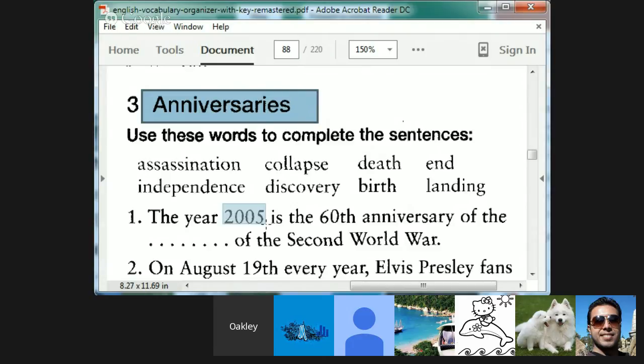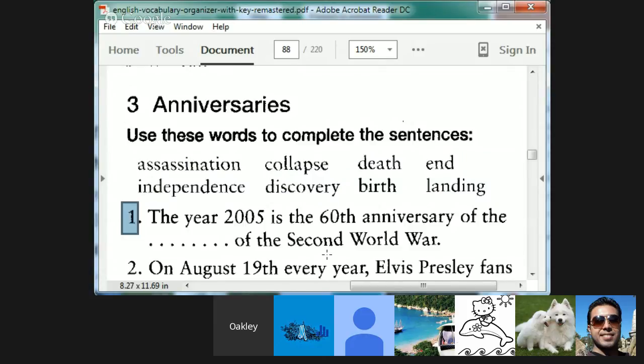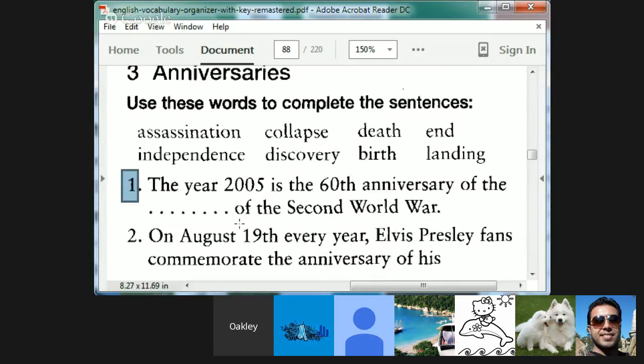Okay, we could say 2015 here. We're going to look at how these vocabulary words would be used in sentences. Heidi, number one. The year 2005 is the 60th anniversary of the Second World War.